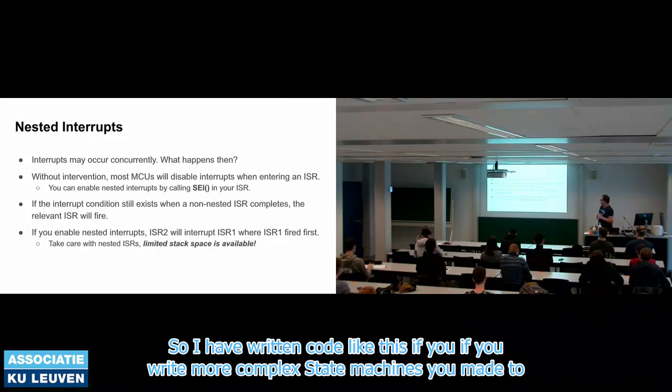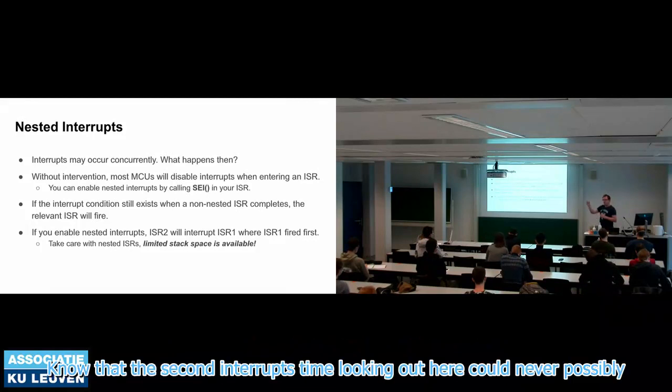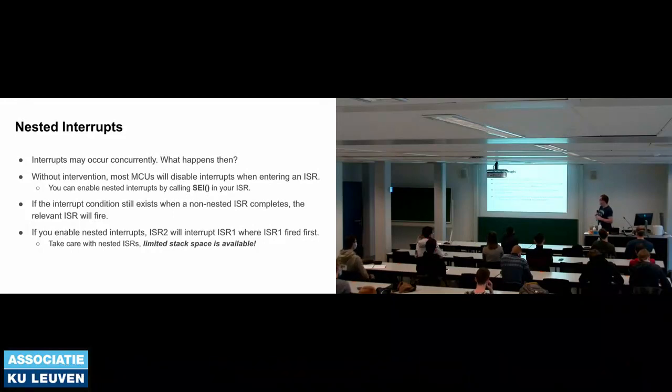So I have written code like this. If you write more complex state machines, you may too, but it needs to be done with care. You basically need to be able to look at the real world and say, No, the second interrupt that I'm looking at here could never possibly happen in a way I don't expect.